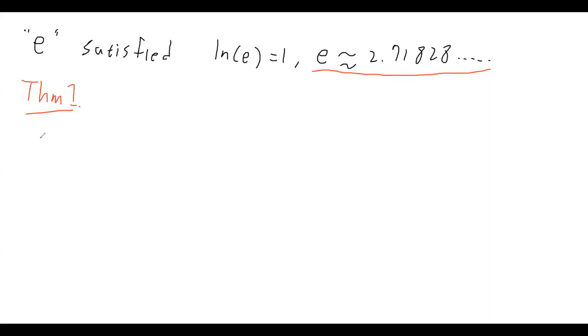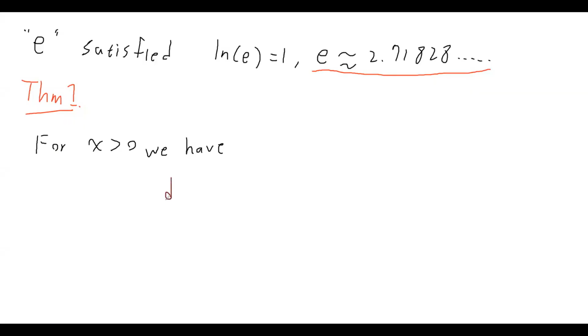Theorem 1, for any positive x, we have the following. The derivative with respect to x of ln x is equal to 1 over x. Which we're pretty familiar with. In Calc 1, we learn a lot of different differentiation rules, and this is probably one of them. When you take the derivative of a natural log, you just push down whatever is within the log into the denominator.